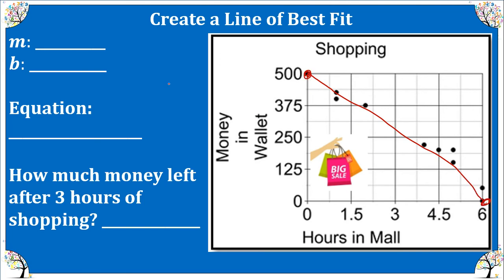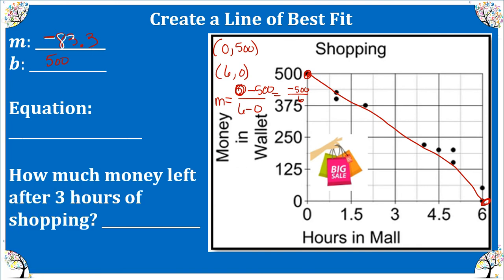So we're going to start out with $500 in our wallet, and let's see how much money that we spend each hour. So I have (0, 500), and then I have (6, 0). My rate of change, 0 minus 500 over 6 minus 0, is going to give us negative 500 over 6, and we know that it needed to be negative. So when we divide this out, we're going to get negative 83.3.